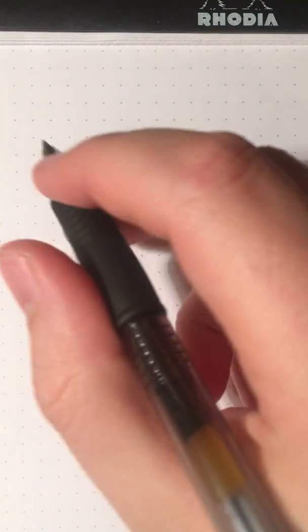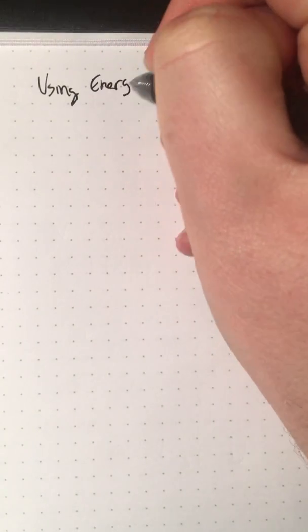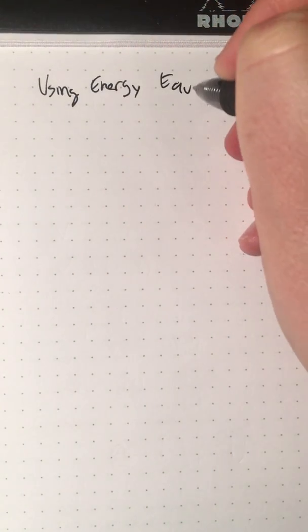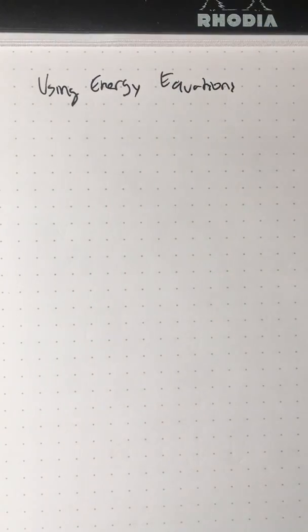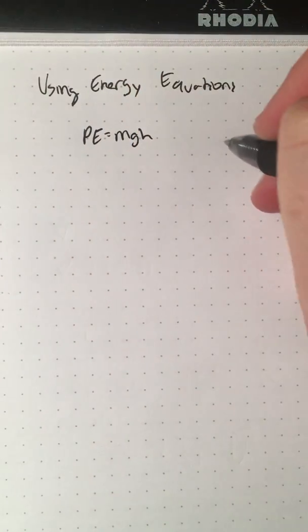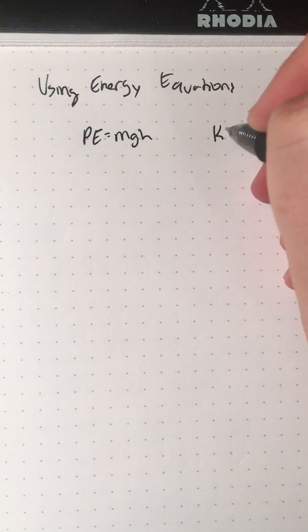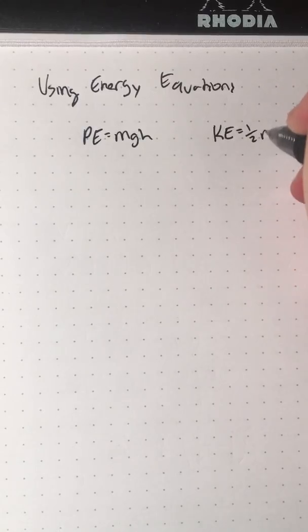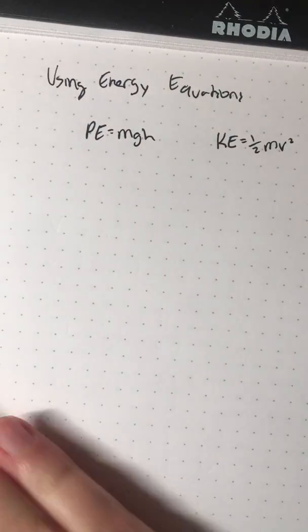All right, the lesson for today is pretty easy. Basically, we're going to be talking about using the energy equations that we have. And we have two, right? We've got PE equals mgh, pardon me, and we have KE equals 1/2 mv squared.